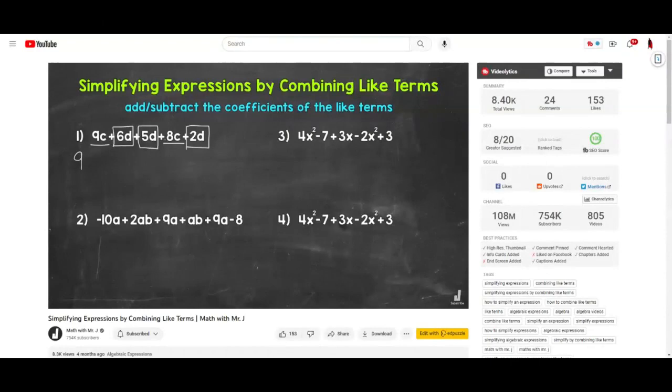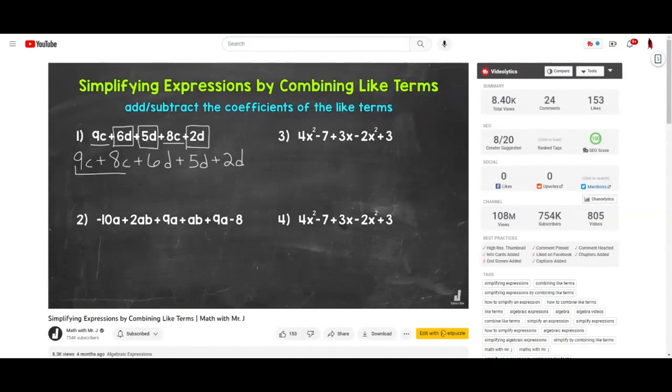We have 9c plus 8c plus 6d plus 5d plus 2d. So now all of the like terms are next to each other, and it's a little easier to see what we need to combine. So this is a strategy to keep in mind. Now, do we have to do this step in order to combine like terms? No, but it can be helpful. Now we can combine like terms.